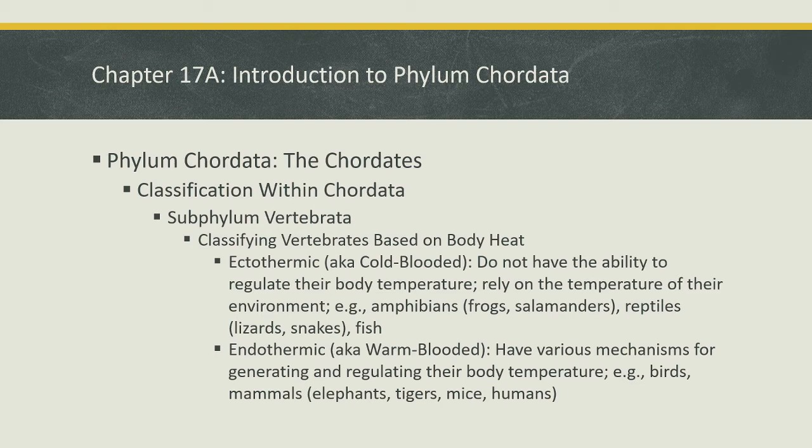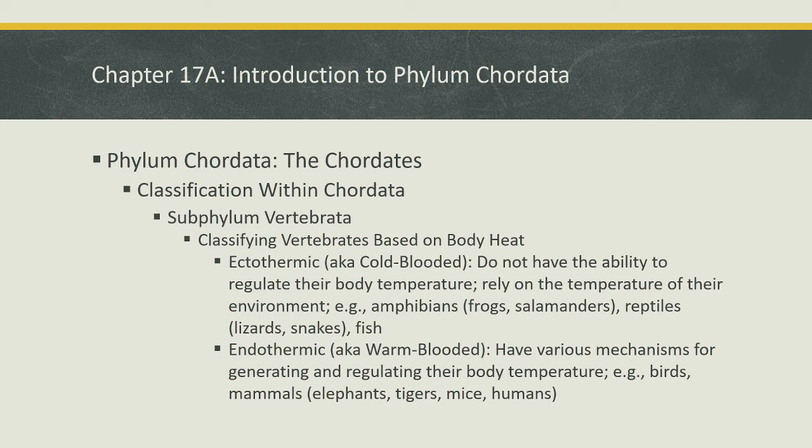Okay. So that's ectothermic. And I'll give you some examples of ectothermic. Amphibians are ectothermic, for example, frogs and salamanders. Reptiles are ectothermic, lizards and snakes, and then fish are also ectothermic. So this chapter, after we're done with this introductory part, 17b, c, and d, we're going to be focusing on fish, amphibians, and reptiles in that order.